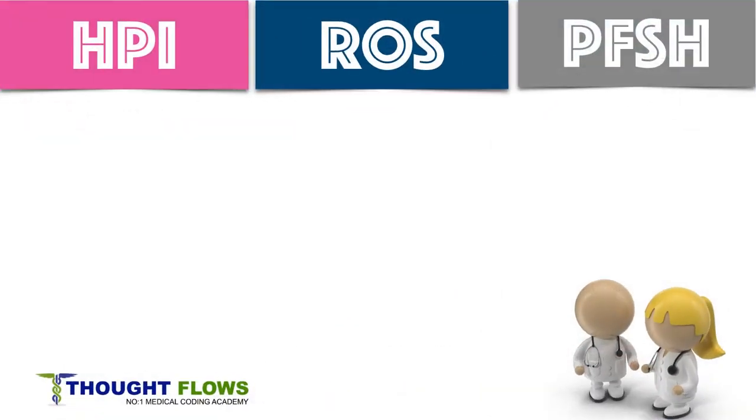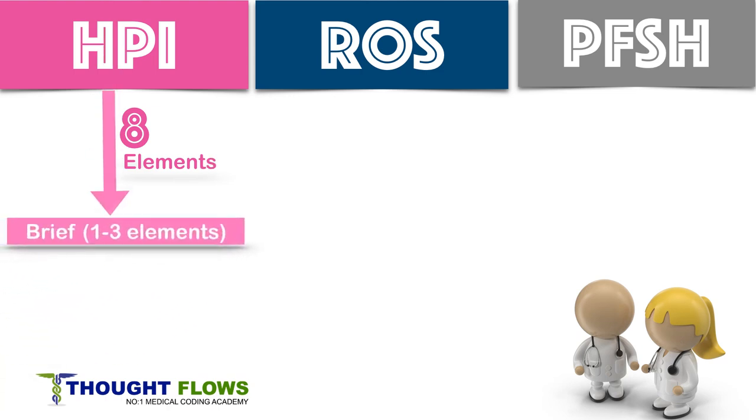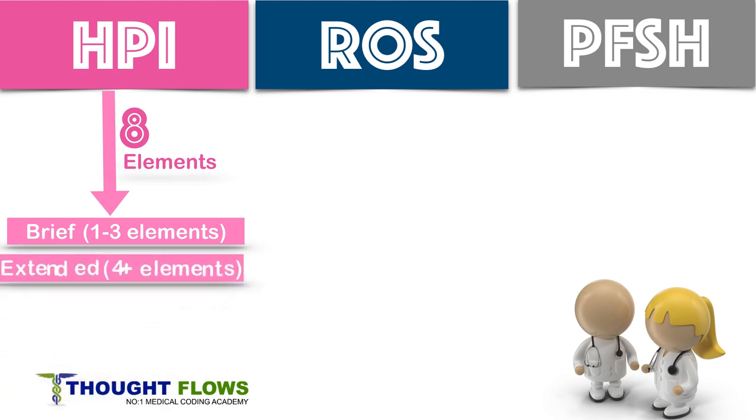Now we'll see how this HPI, ROS and PFSH is divided, because it's not always possible to take all this data from the patient. Coming to HPI, HPI has 8 elements. It is divided into 2 parts. One is brief HPI and the other is extended HPI. In order to take brief HPI, we require 1 to 3 elements out of these 8. And for extended, we require 4 or more elements out of these 8.